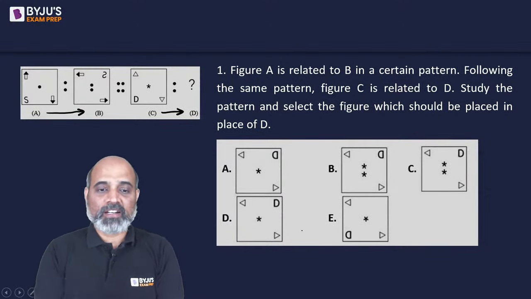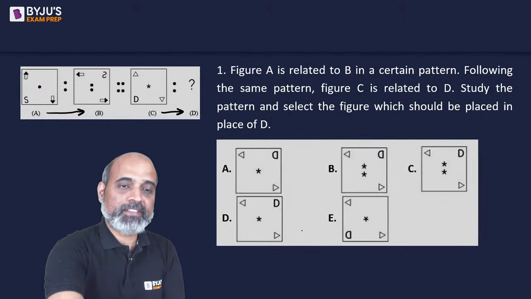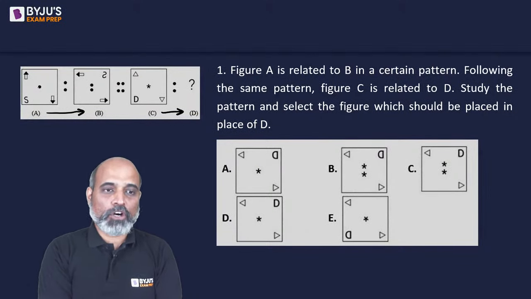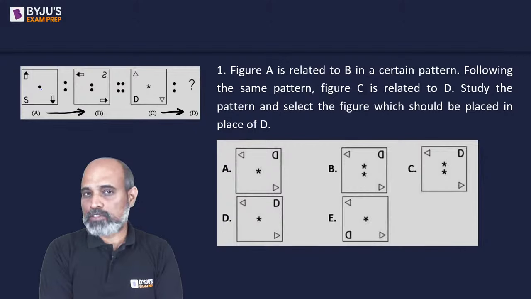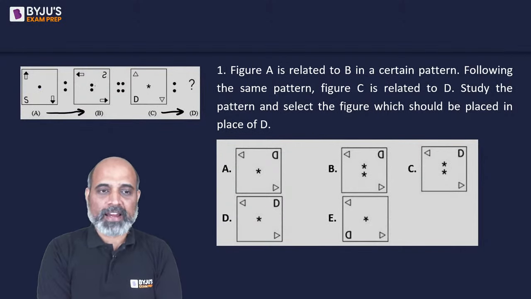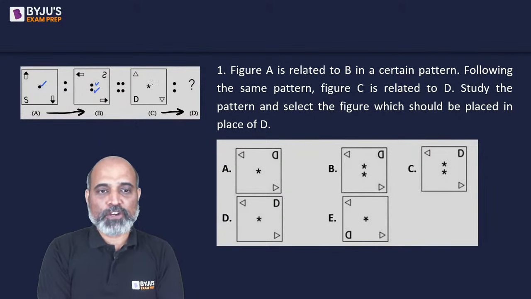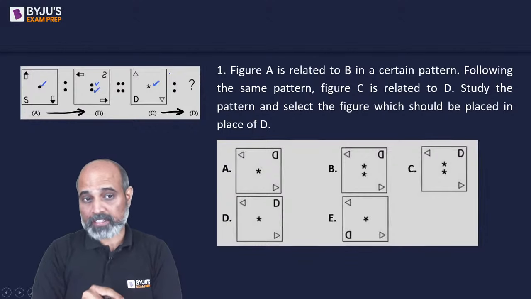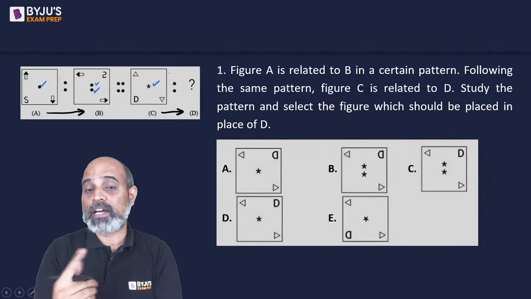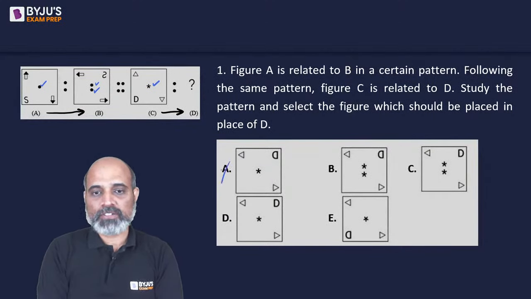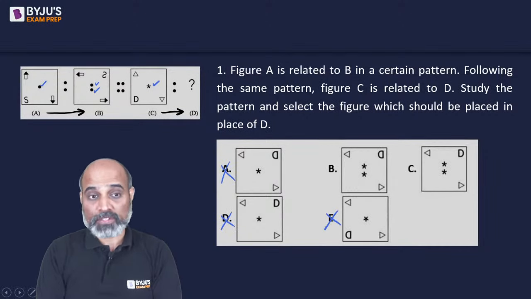So let's try to find out the pattern here. If you look at the dots, there was a single dot in the center, and now we have two. So we had one, now we have two. Going by this logic, if we have a single asterisk at the center for figure C, then for figure D we need to have two asterisks. So two asterisks means A, D, E can't be the answers, right?